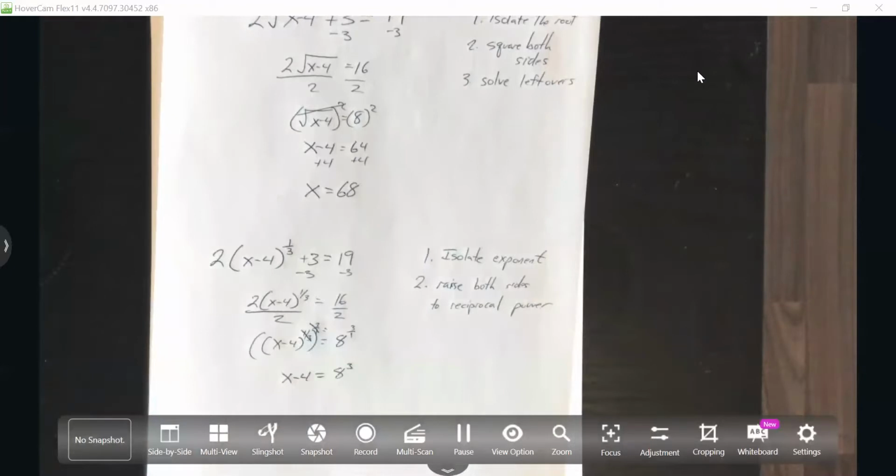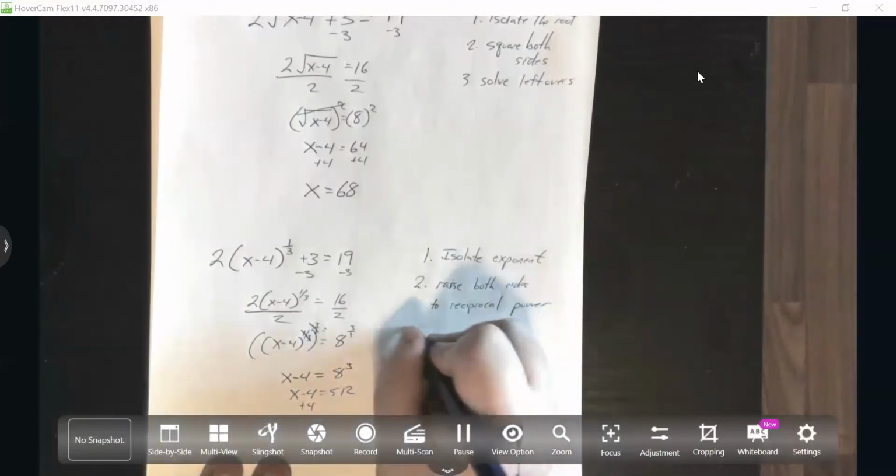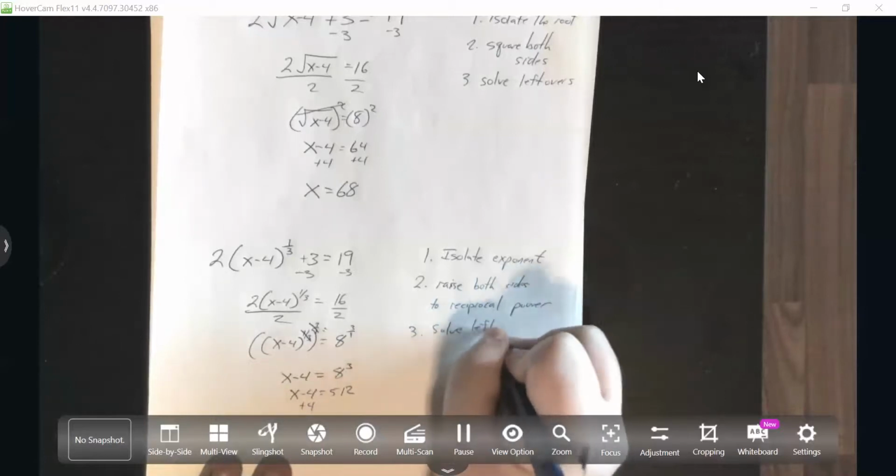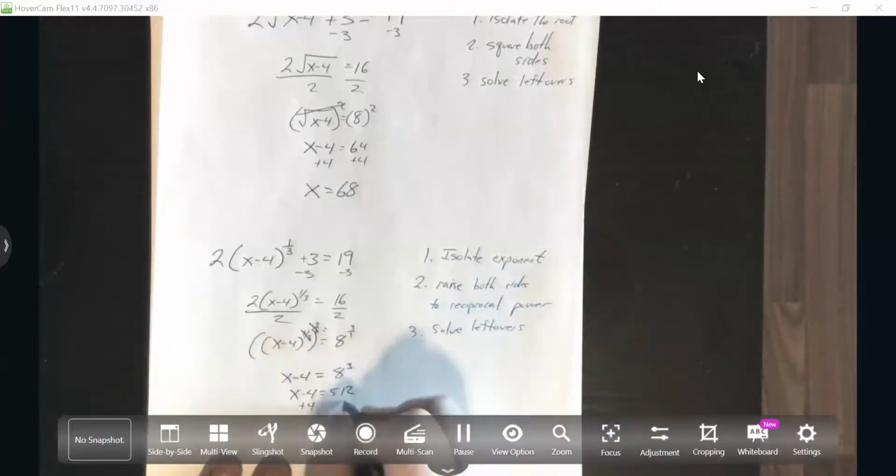Let's see. 8 to the 3rd is 512. So we have x minus 4 equals 512. I hope. It's kind of late. And then our third step is we can just solve whatever's left over again. So solve our leftovers. I can add my 4 and I'd get x equals 516.